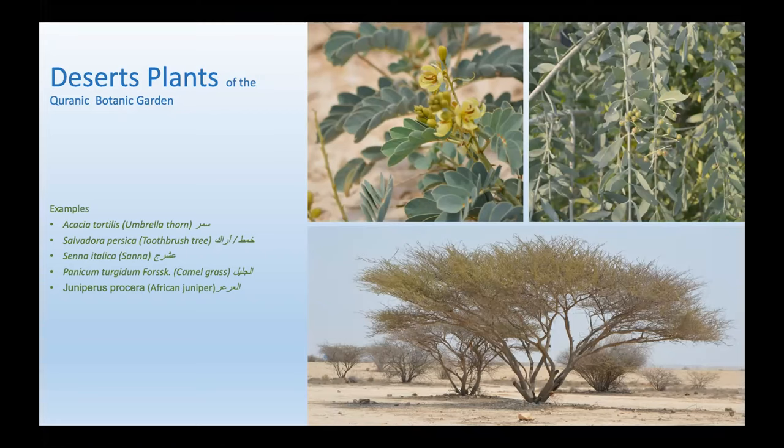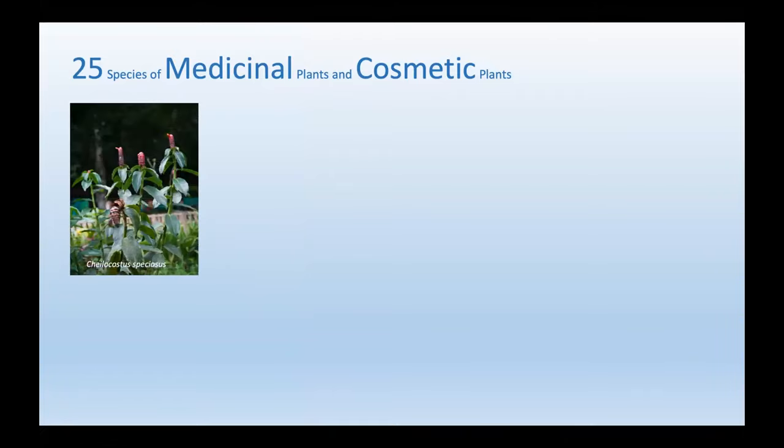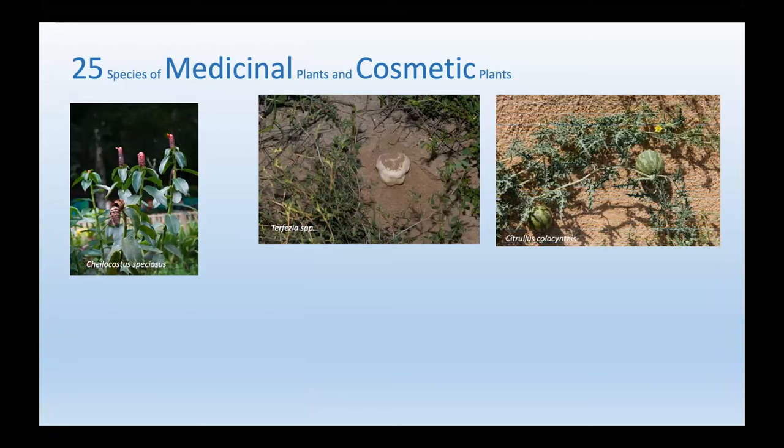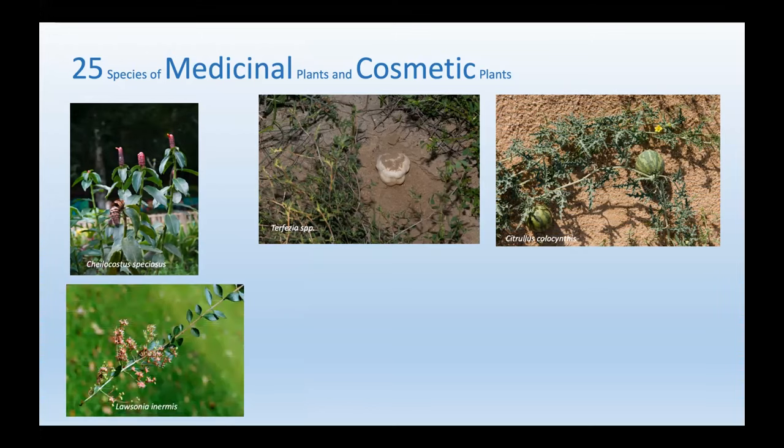Some of the desert plant species are used, as well as other important species, as medicine and cosmetics, such as Cissus quadrangularis. Others are medicinal plants, such as Tephrosia and Citrullus colocynthis. All of those are examples of medicinal plants, and Lawsonia inermis is both medicinal and cosmetic.